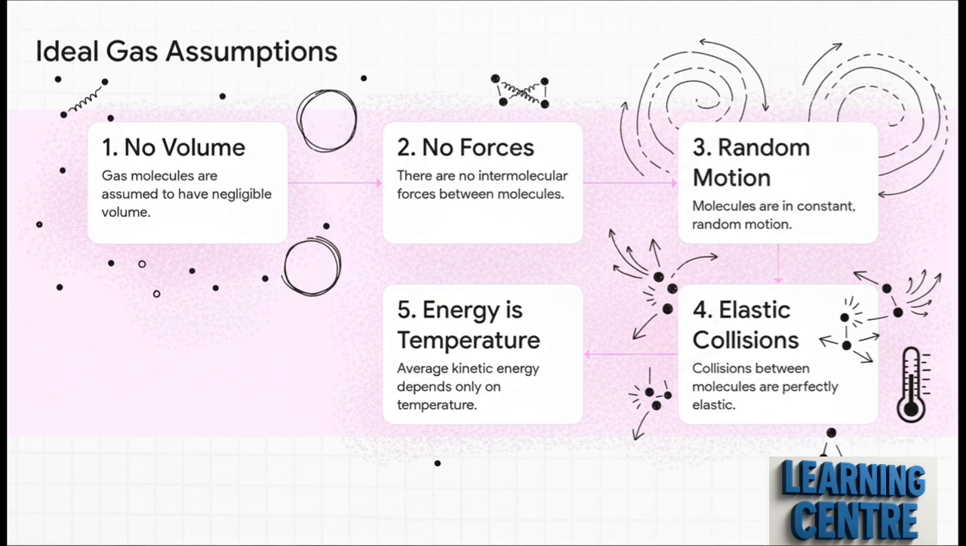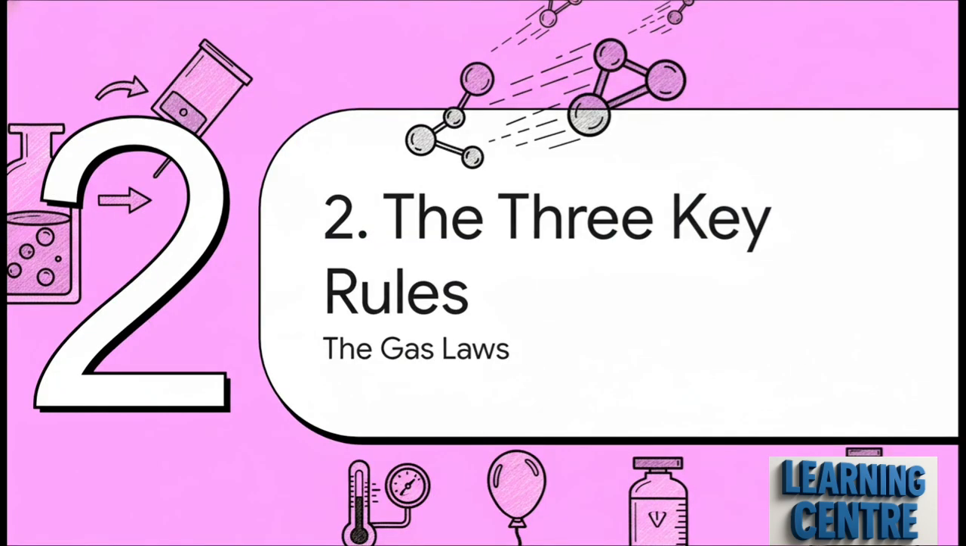Third, they're always moving, constantly and randomly, just zipping all over the place. Fourth, when they do bump into each other or the walls, it's a perfect bounce. No energy is lost, like a super bouncy ball. And finally, and this is the big one, how fast they're moving, their kinetic energy, is all about the temperature. Hotter means faster. Okay, so with those 5 ground rules set, we can now look at the 3 big laws that come out of this model. These are the foundational rules for how gases behave.